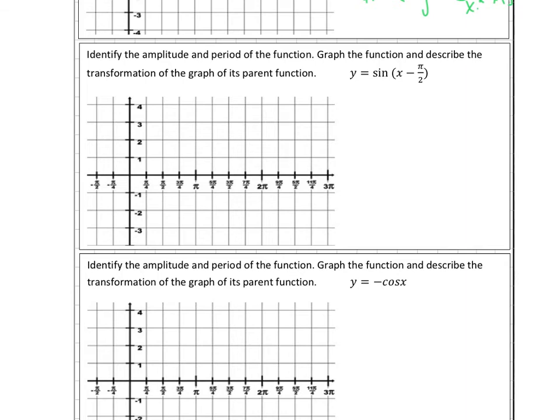So I'm going to start by looking at the amplitude, and notice how there's no different number in front of the sine. So our amplitude is going to stay at a high of 1 and a low of -1. Our period, again, no number that we can see multiplied in front of the parentheses. So our period is going to stay at 2 pi.